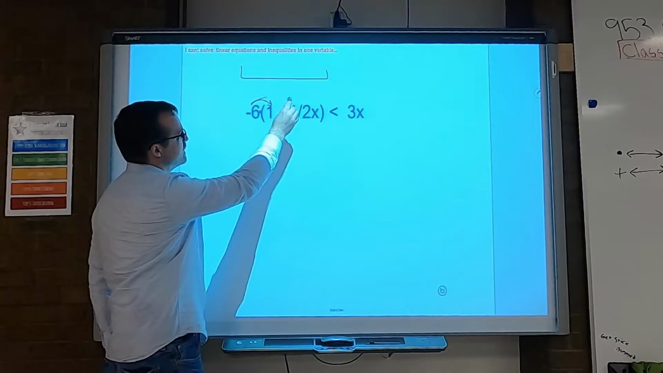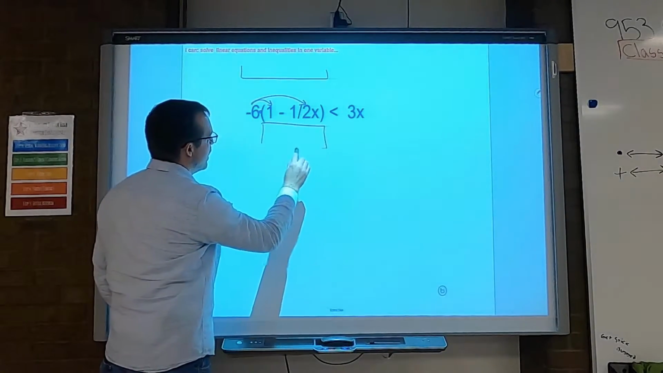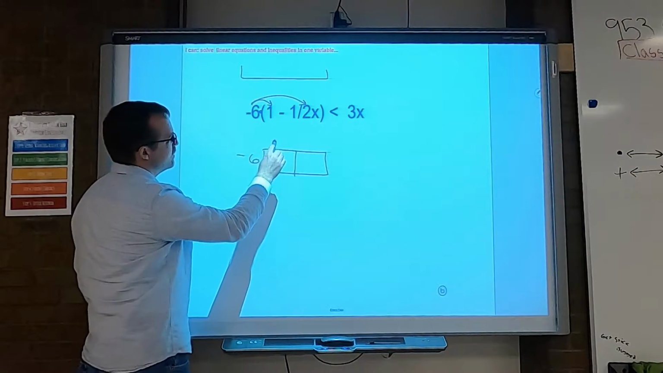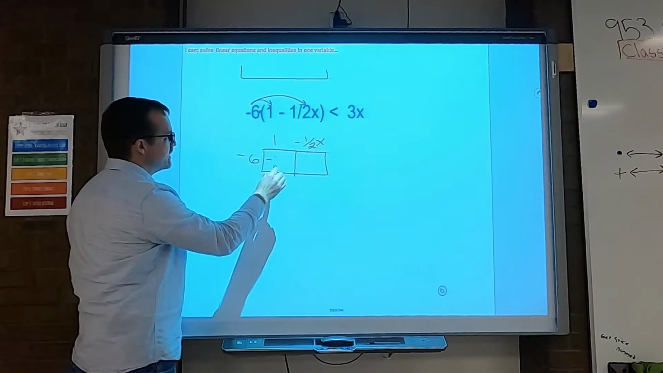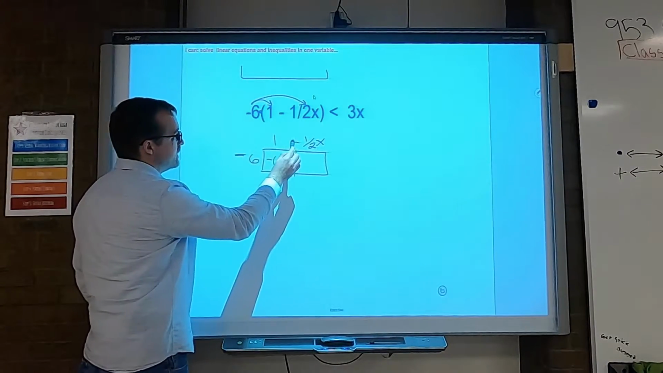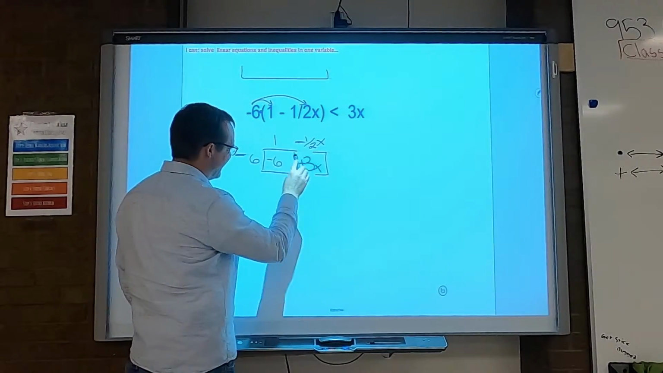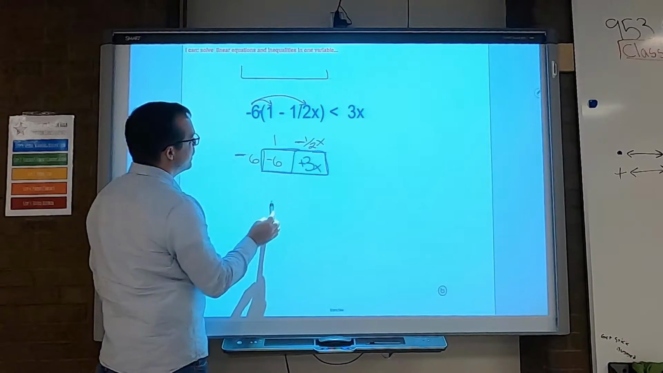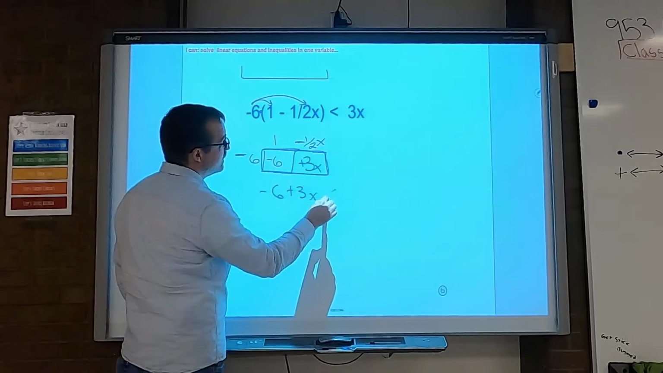We're going to distribute, and since we're distributing, we're multiplying. Let's get our box ready, do our area model. It means we're distributing a negative 6 into a 1 and a negative 1 half x. Negative 6 times 1 is negative 6. And negative times a negative is a positive 3x. All right, so we've got both of our terms out there. Let's go ahead and rewrite this then. We have a minus 6 plus 3x and then less than 3x.